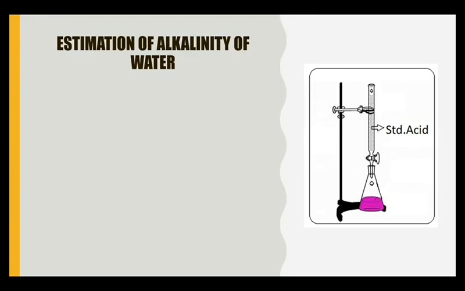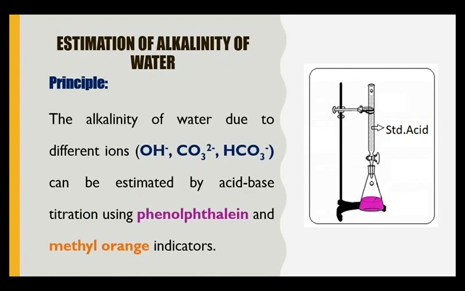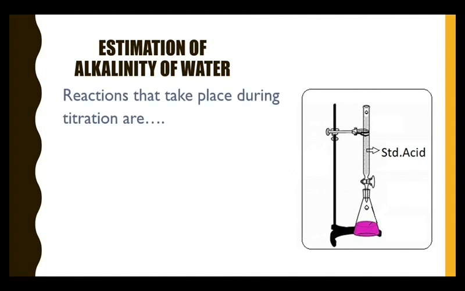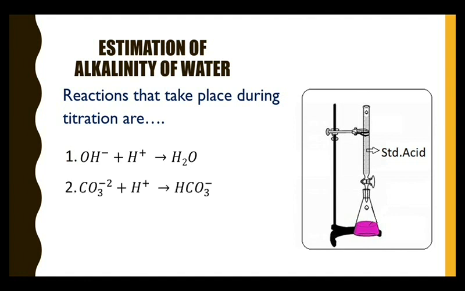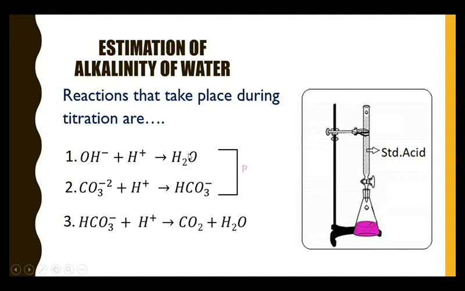Estimation of alkalinity of water. Alkalinity of water due to different ions can be estimated by acid-base titration using phenolphthalein and methyl orange indicators. The reactions that take place during titration are the complete neutralization of hydroxide, half neutralization of carbonate, and the complete neutralization of bicarbonate. So the first two reactions are identified by phenolphthalein, whereas all the three reactions are identified by methyl orange indicator.